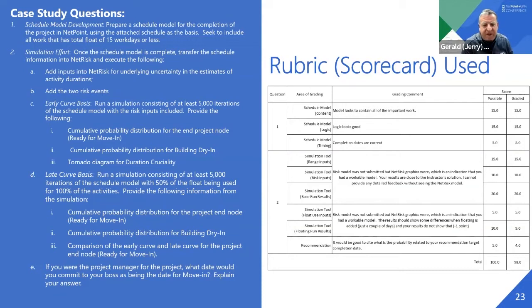Part B of the second question was doing the second simulation, recognizing the use of the float concept. It's similar to the first review, but it's only looking at how well they did the inputs to turn on the floating considerations within NetRisk and then running the simulation. And lastly, and it's funny how some students forget to do the very end, given all the information, what's your recommendation on when the project will be finished? The last part of the rubric covers that.